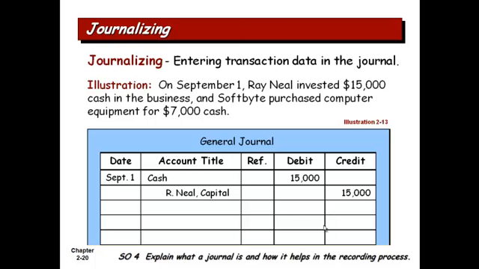The next transaction is going to be the purchase of computer equipment for cash. So we're going to increase an asset, which is going to be computer equipment, and we're going to also decrease an asset, which is going to be cash. So we increase assets with a debit, and we decrease assets with a credit. Again, debits equal credits.